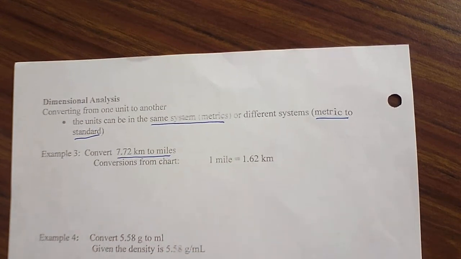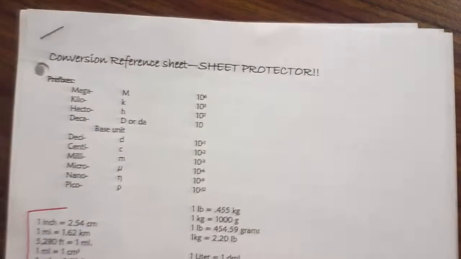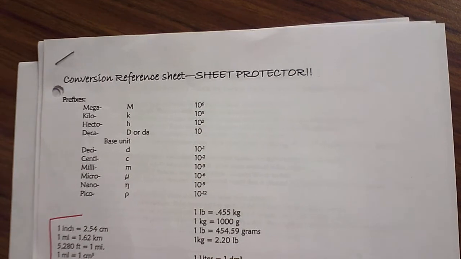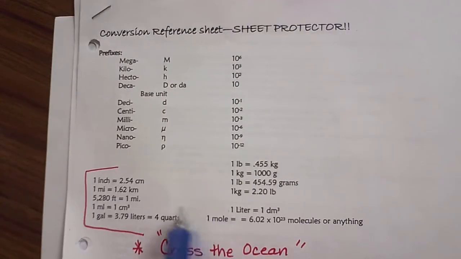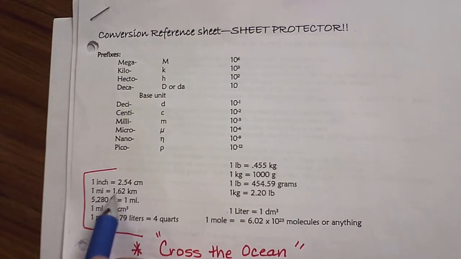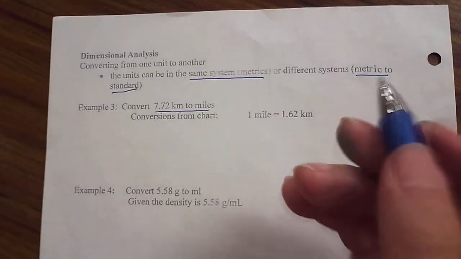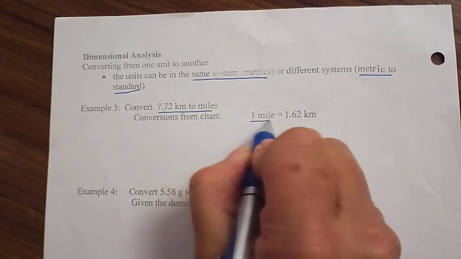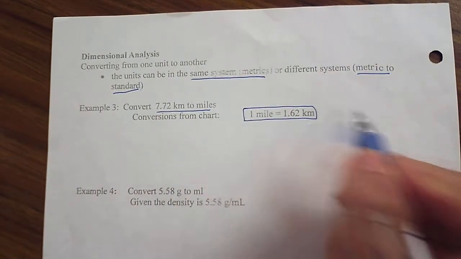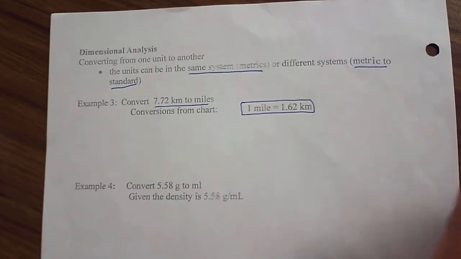So we go to our conversion sheet, which I gave to you, and I told you that we were going to be looking down at the bottom here. What we see is that 1.62 kilometers is equal to 1 mile. And when we talked about this, we said that when we had these conversions, the numbers needed to stay with the units. And this is super important.